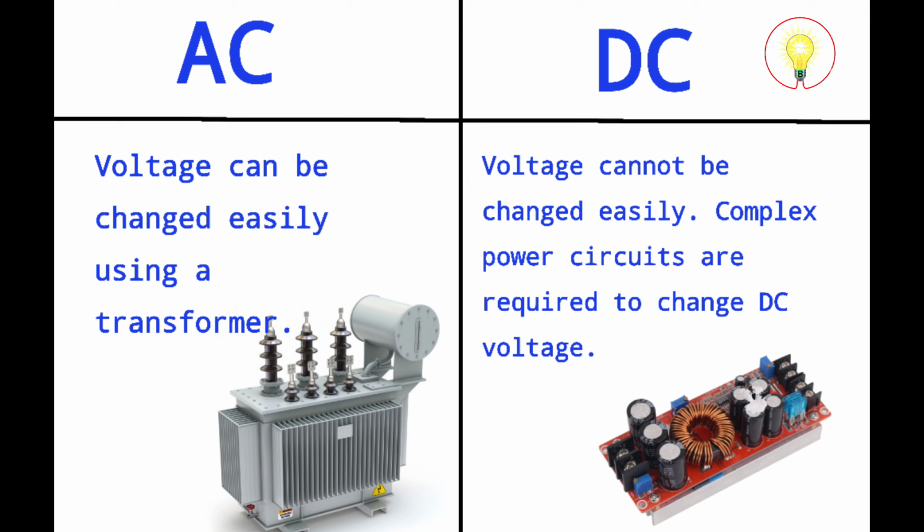Comparison number 5. In case of AC, voltage can be changed easily using a transformer, but in DC, voltage cannot be changed easily. Complex power circuits are required to change DC voltage.